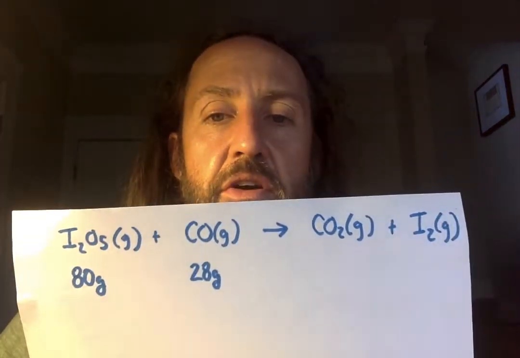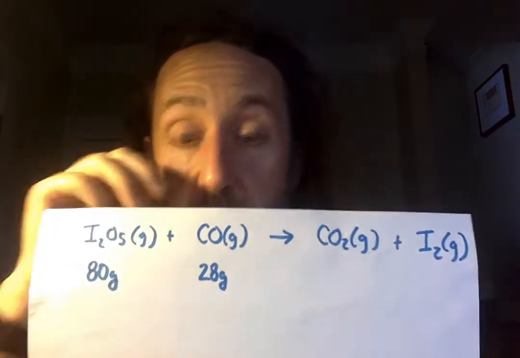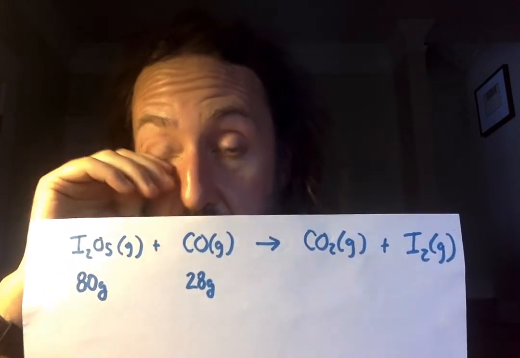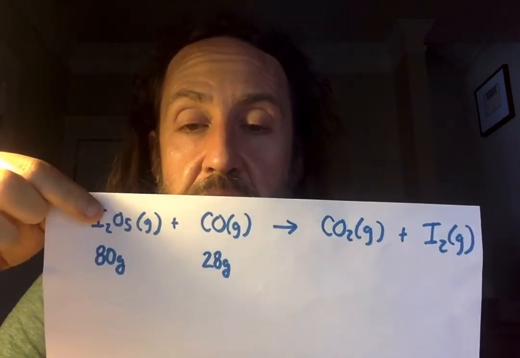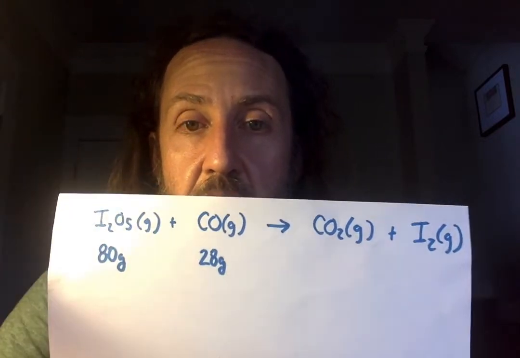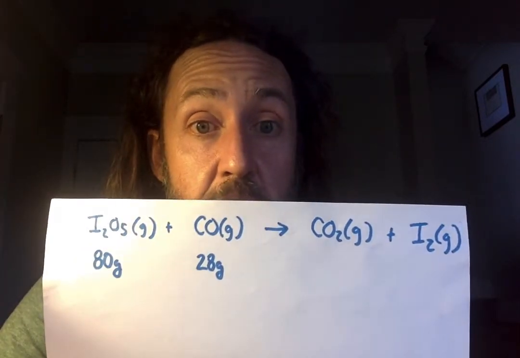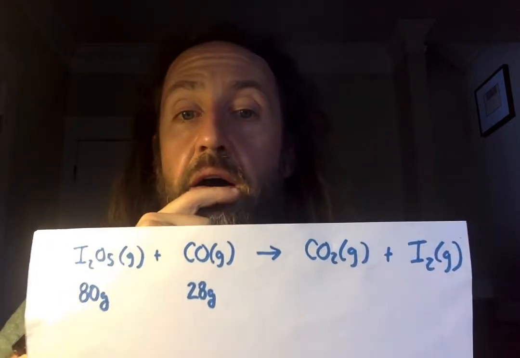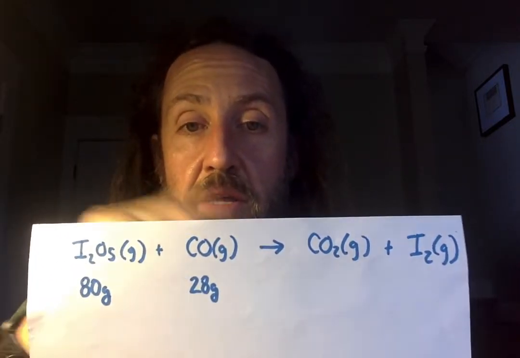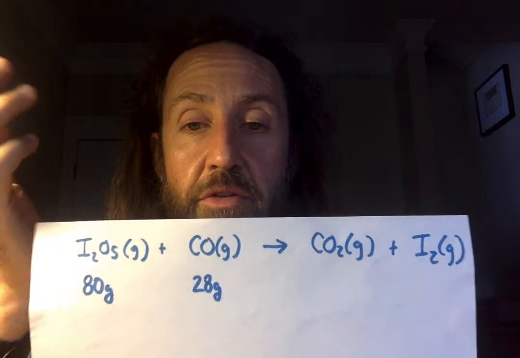And so when you look at this equation, when we start a chemical reaction with 80 grams of the iodine 5 oxide and 28 grams of the carbon monoxide, eventually one of them is going to run out, okay? And we just got to figure out which one. And this will show you how to do that.